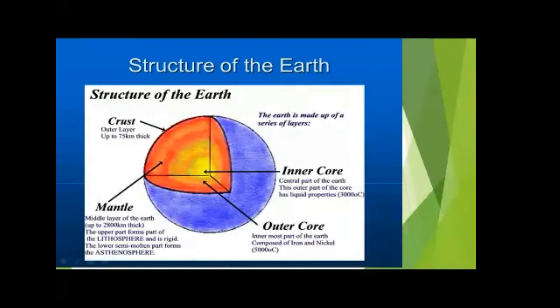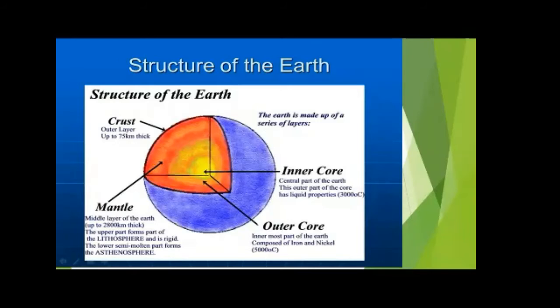So, starting with the structure of the Earth, we'll start with the inner core. The innermost part of the Earth is composed of iron and nickel. The inner core and the outer core both are composed of iron and nickel. And the inner core, the planet's center, is enveloped by the outer core, which has liquid properties.